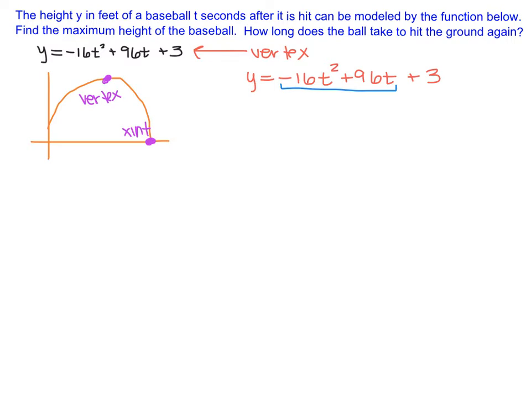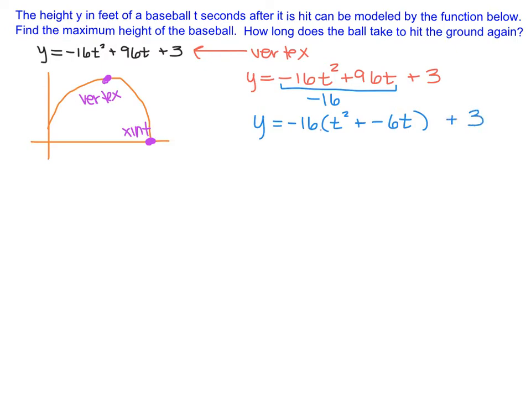So the first thing we need to do is create an a value that is 1. So just like before, we're going to factor out our a value. If we factor out our a value here, we end up with negative 16, and then negative 16 divided by negative 16 is t squared, plus you have 96 divided by negative 16, which is a negative 6t. And then outside you still have this 3.